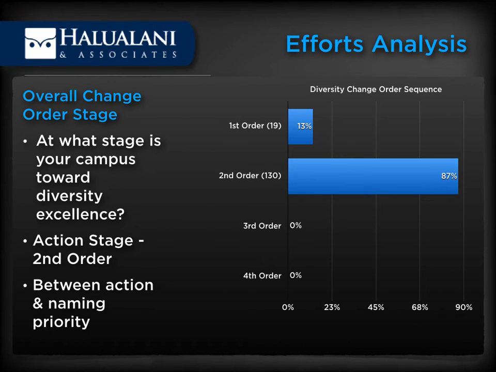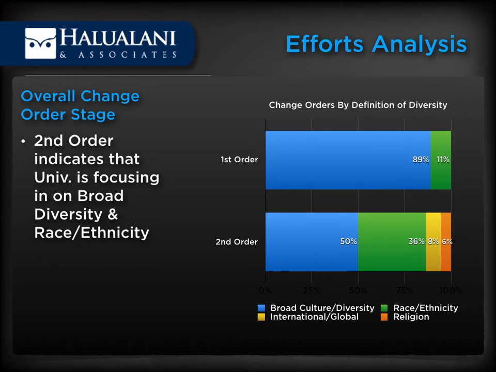Again, we're going to look at your overall change order stage. Is it predominantly at the first order or the second order? We even can cross connect, kind of like a visual crosstabs out of SPSS, each layer against one another. So if we wanted to look at how many of your efforts or what percentage of your efforts were in second order and according to which main definitions of culture of diversity, we can do that.